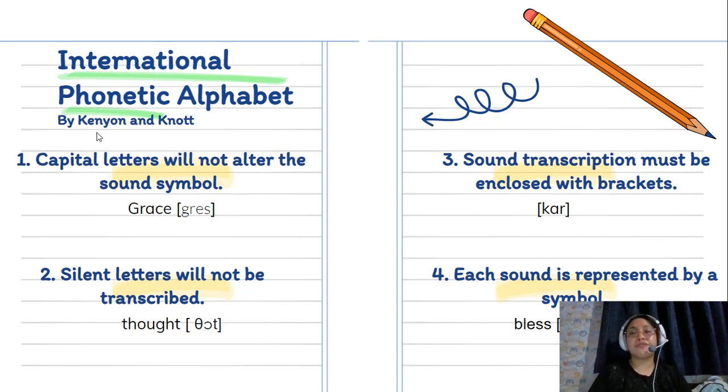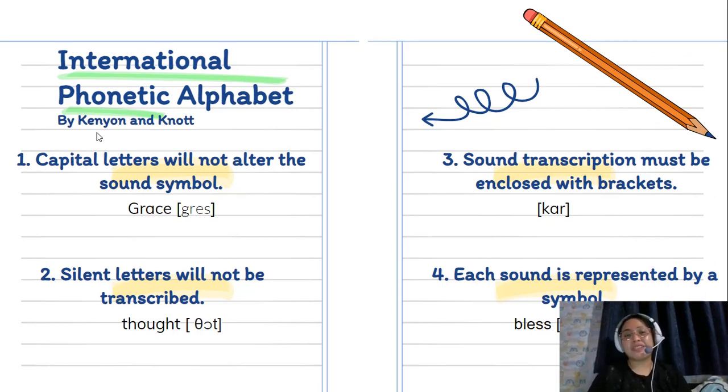But why are we going to use Kenyon and Knott? Kenyon and Knott are the first people who produced the Pronouncing Dictionary of American English. Remember what I told you before? We're using American accent in this speech class. So that's why we need to refer also to a Pronouncing Dictionary of American English.